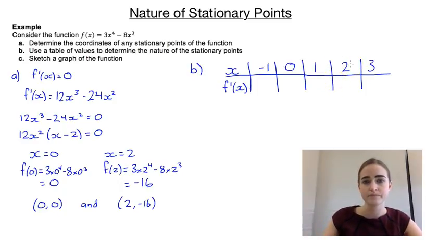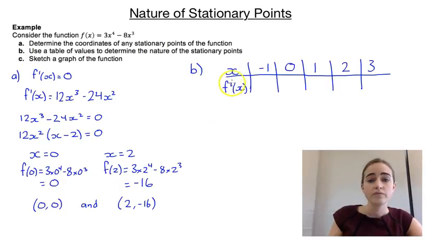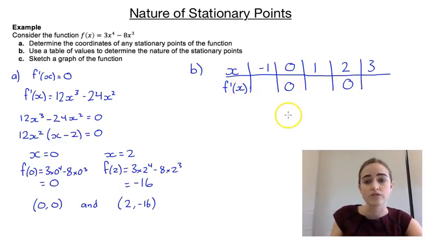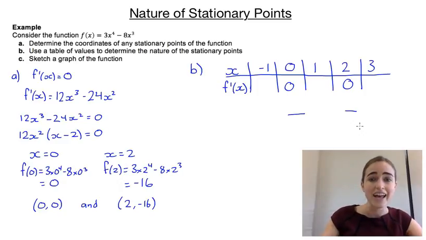So we know that the value of the derivative at 0, if we substituted 0 in here, we would get 0. Same with this 2, because that's how we found those points originally. So we know that the gradient of the tangent at those points is horizontal. So we'll draw a little horizontal line underneath them. Now we need to find whether the gradient of the tangent at these other points is positive or negative to figure out whether it's increasing or decreasing.